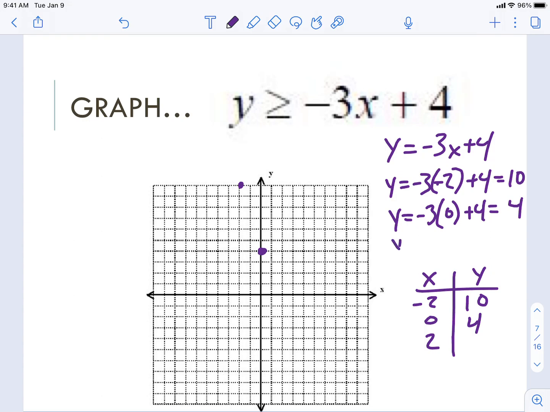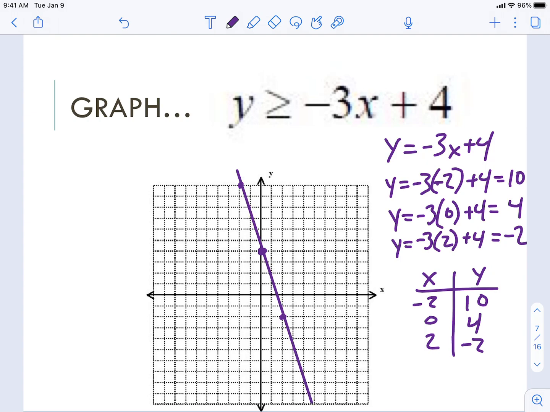And then positive 2: negative 3 times 2 plus 4 makes negative 6 plus 4, which is negative 2. So 2, negative 2 would be right about here: 2 to the right, and then down 2. And now I've got some points that I can trace a nice line through.